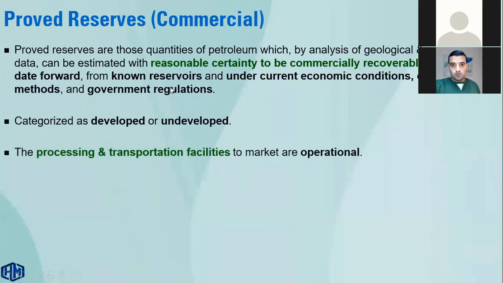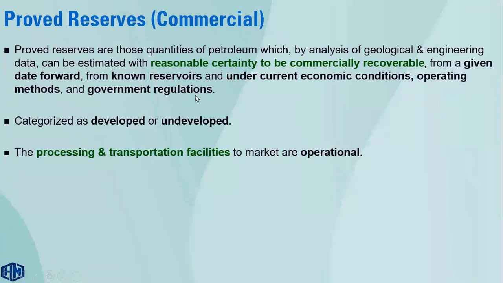The first category for reserve is the proved reserve. Proved is typically, as per the definition of PRMS just mentioned, can be recovered under existing economic and operating conditions and under governmental regulations. For the proved reserve, processing and transportation facilities must be operational.